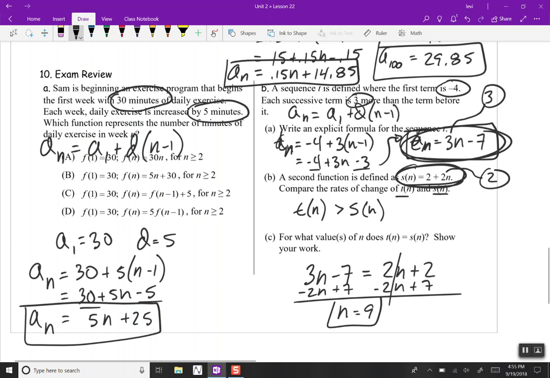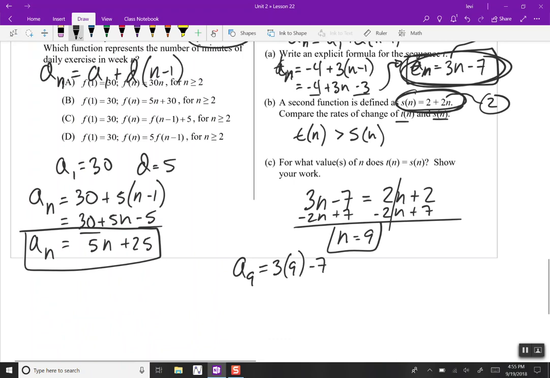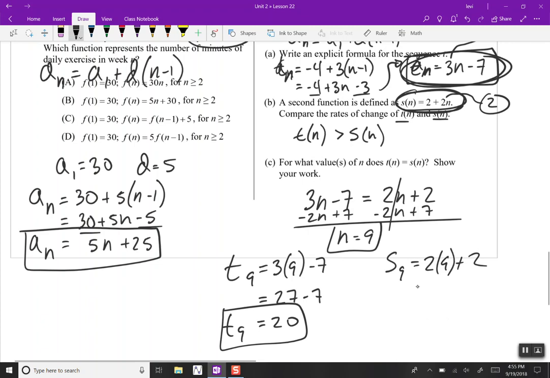So that means the 9th term should be the same. If we plug those in, t sub 9 equals 3 times 9 minus 7, and s sub 9 equals 2n plus 2. Plugging in our 9 here, we get 3 times 9 is 27 minus 7, so our 9th term is 20, and here we get our 9th term being 20 as well. 2 times 9 is 18, plus 2 makes 20, so our 9th term is 20.